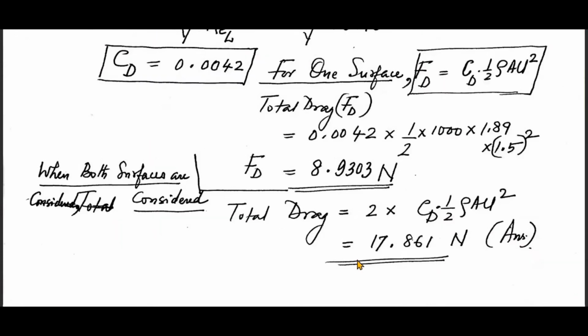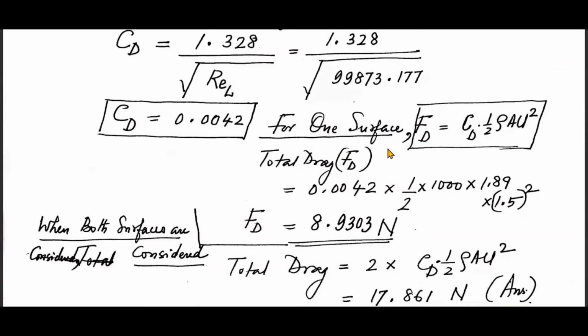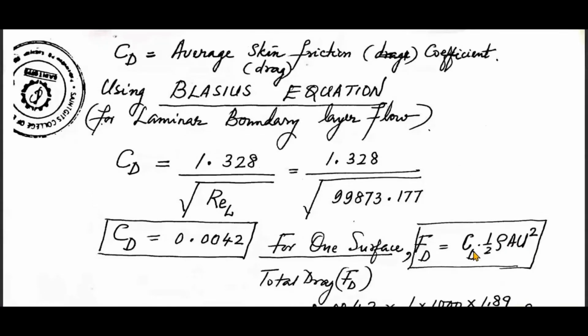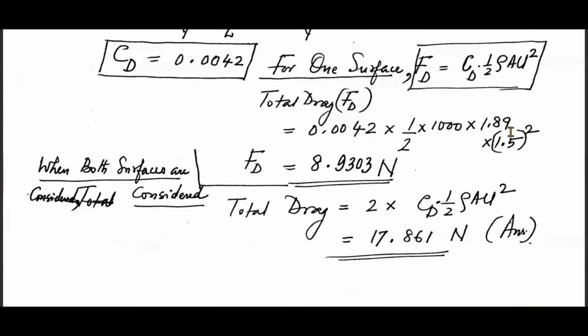So if you want to find out now the total drag, its equation is very simple. On one surface only, FD is equal to CD into half rho A U square. CD we found from this correlation. Remember that is the famous Blasius correlation for finding the coefficient of drag. So FD is equal to CD, 0.0042, into half rho. Density of water is taken as 1000 kilogram per meter cube. We know that. Then area, the area of the plate, one surface, is 2.1 into 0.9. We calculated that as 1.89 meter square.